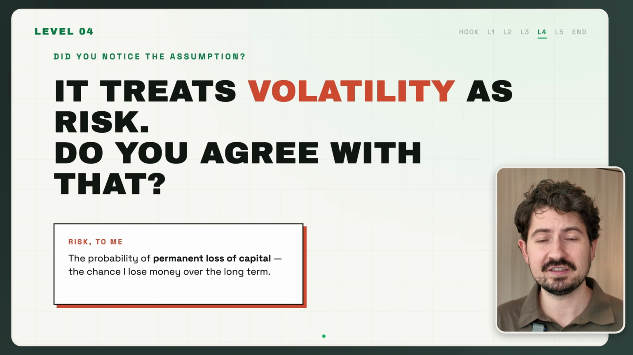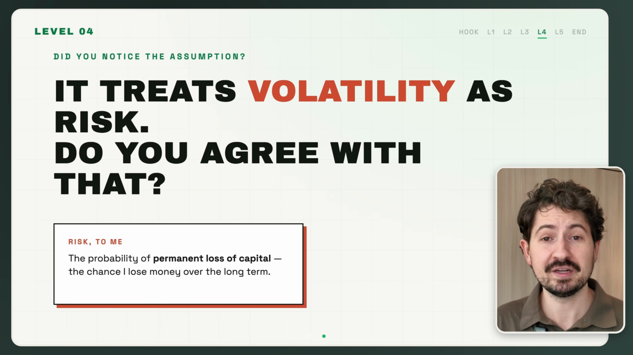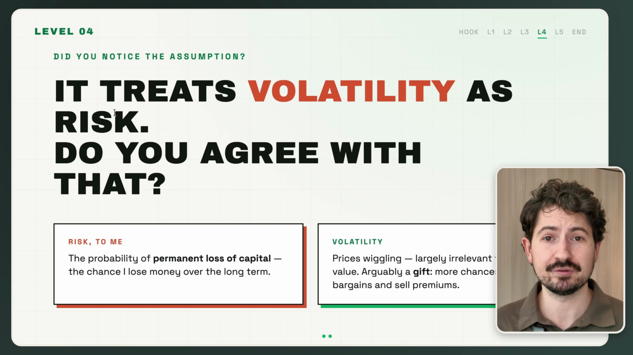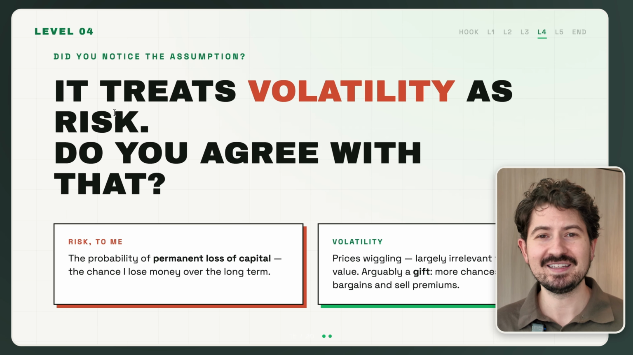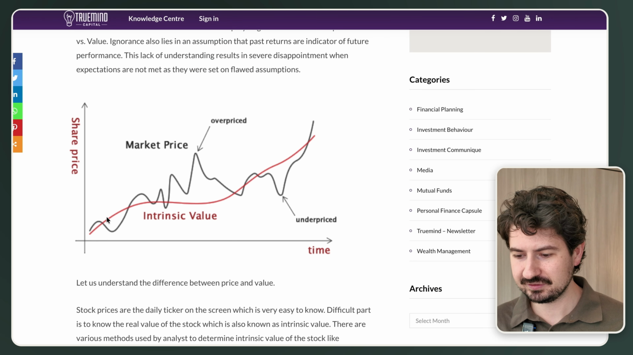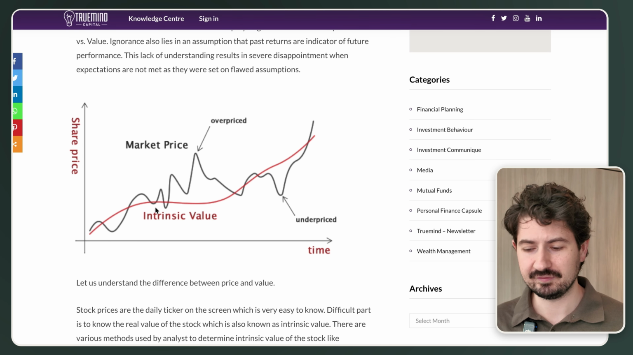To me, risk is the probability of permanent loss of capital, the risk that I'm going to lose money forever by making an investment. A volatile stock just means that the price goes up and down in big amounts pretty frequently. It doesn't have anything to do with the intrinsic value of the company. Like if this is the intrinsic value of a company, this would be a very volatile stock. But at the end of the day, this is a great investment that would be punished by the CAPM formula.